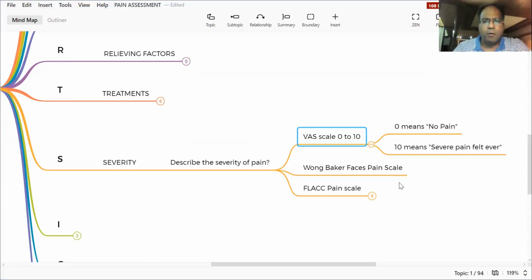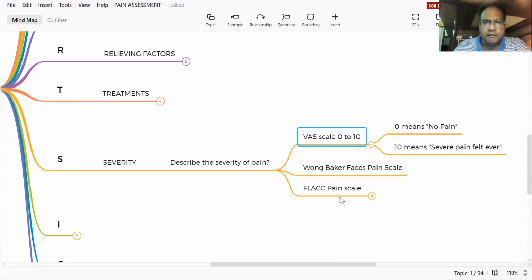The next scale is the Wong-Baker Faces Pain Scale, in which the pain is graded according to facial expressions along with the numeric rating scale. There are different face expressions mentioned on the scale along with the numeric system, in connection with grading the pain the patient is experiencing.